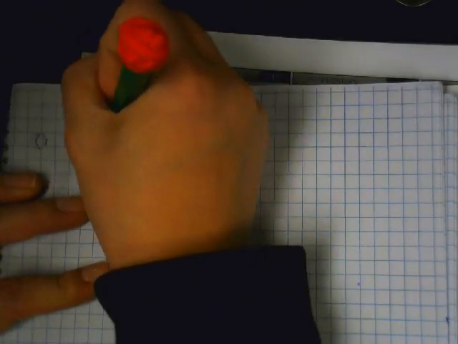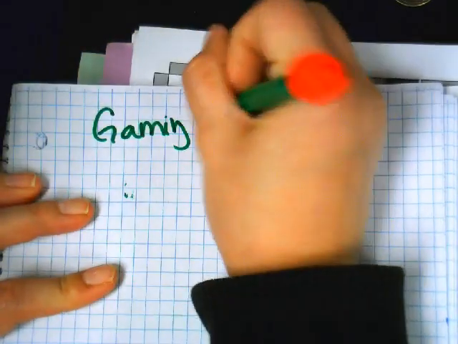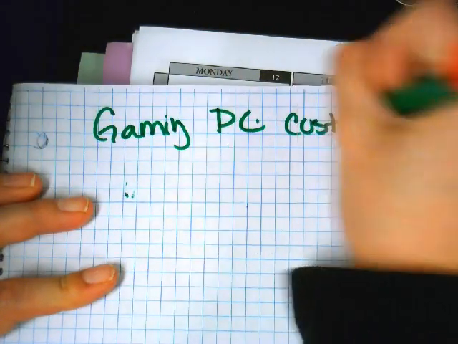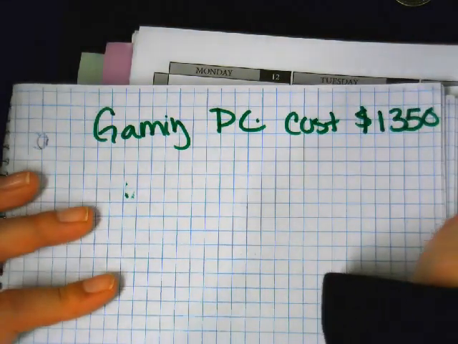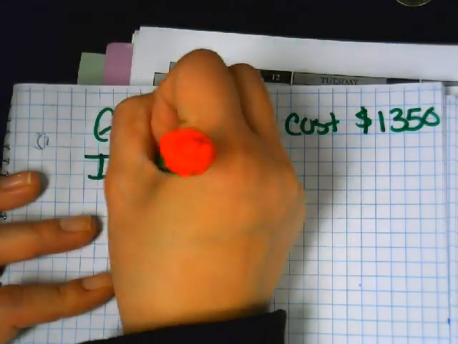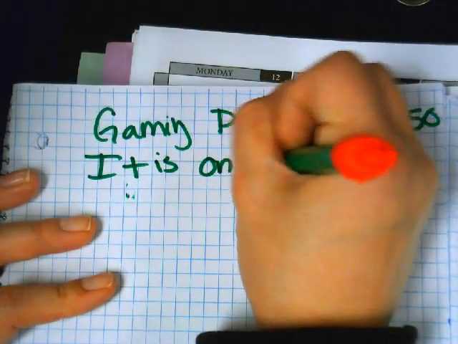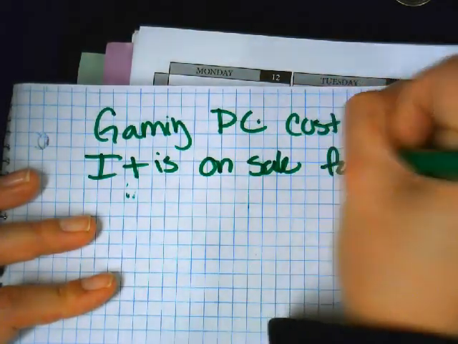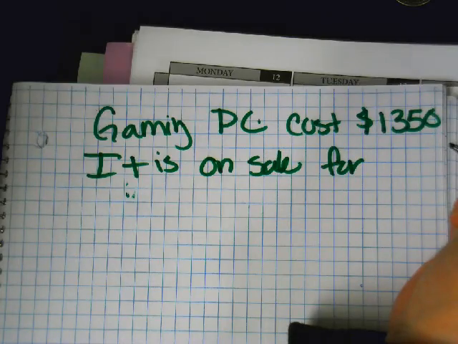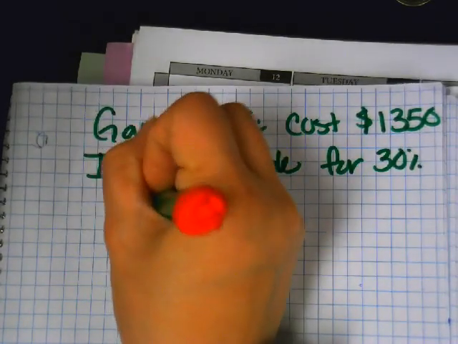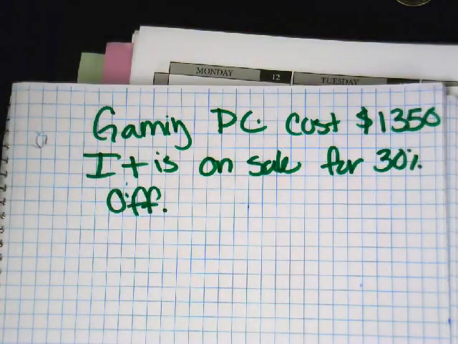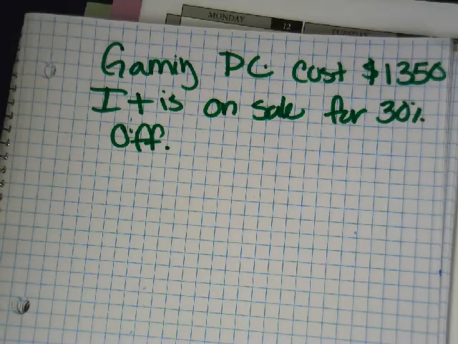Gaming PC costs $1,350, right? When we round it. Yep. It is on sale for, let's say, 30% off because it's Christmas. Okay? 30% off. So what's our first step?